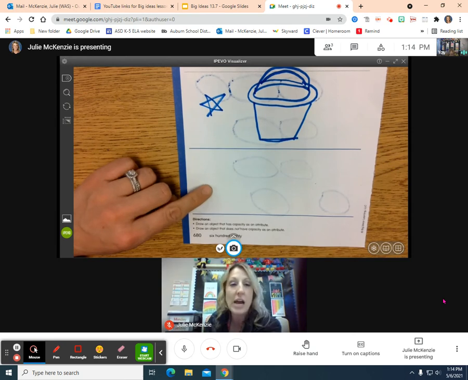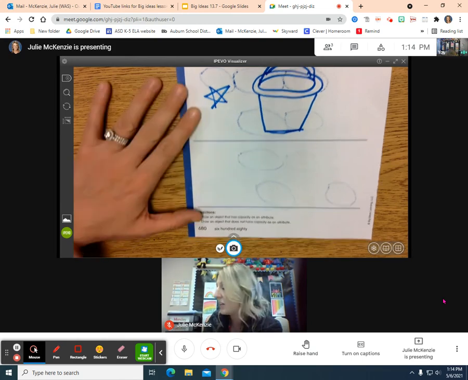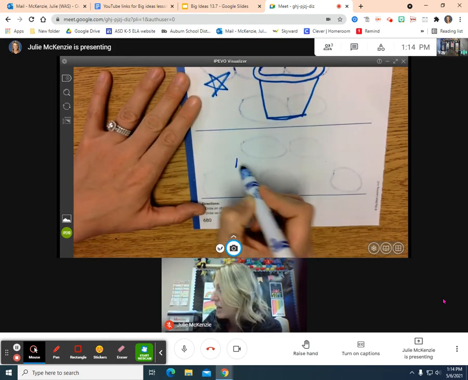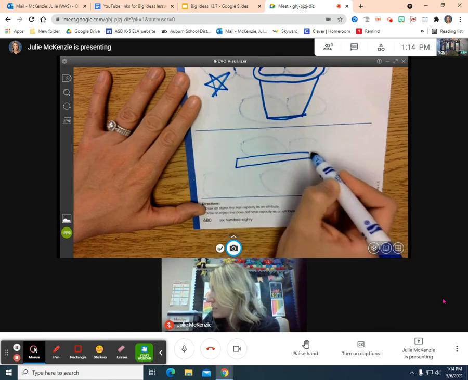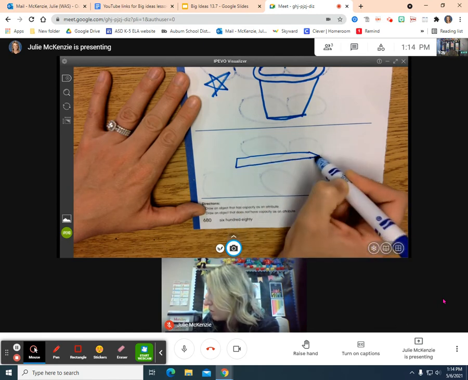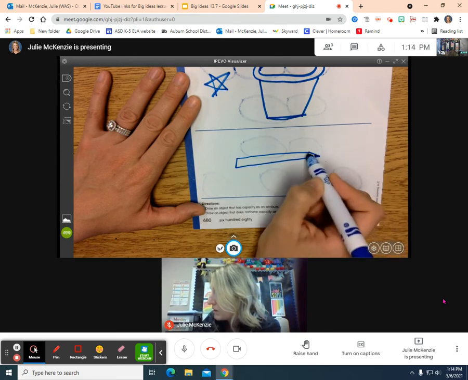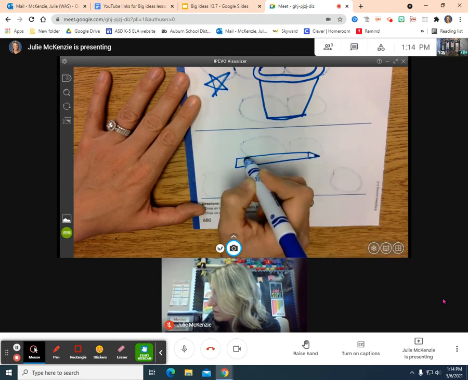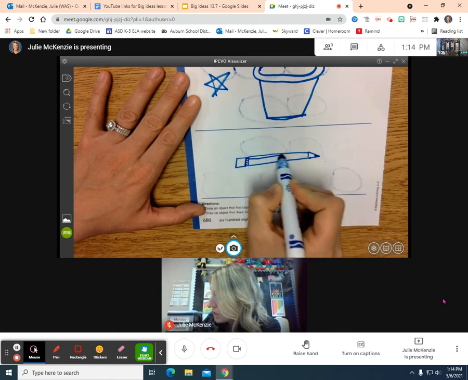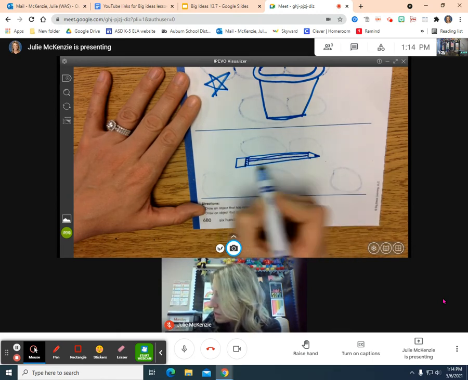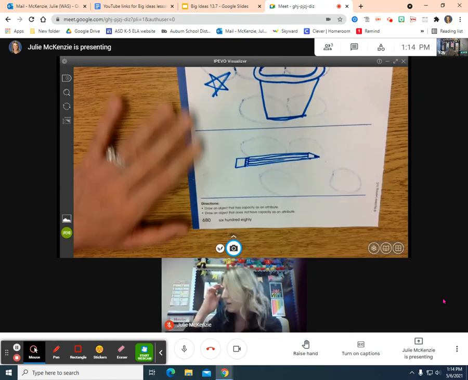Now down here, I want us to draw something that does not have capacity. Let's draw a pencil. I'm going to start kind of like a rectangle, but I'm going to end with a point, and the tip of my pencil will be colored. And then I'm going to make a little eraser right here. And then my pencil is going to kind of have some stripes on it.